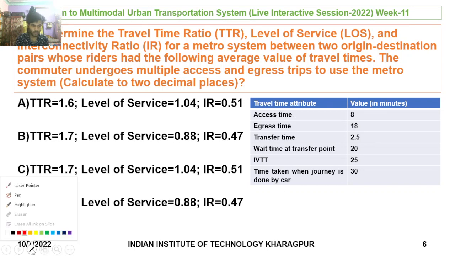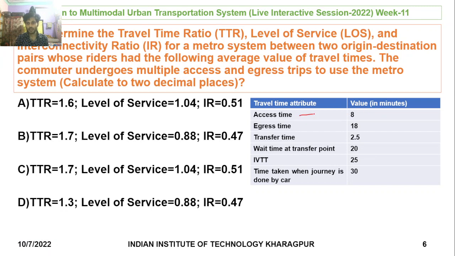Let me select my pen. So you have this data: access time, egress time, transfer time, wait time at transfer point, IVTT, that is in vehicle travel time of any public transport. Here it is metro, it is already given. So in vehicle travel time in metro, and the time taken while the journey is done by car. So now first is the travel time ratio. What is the travel time ratio?